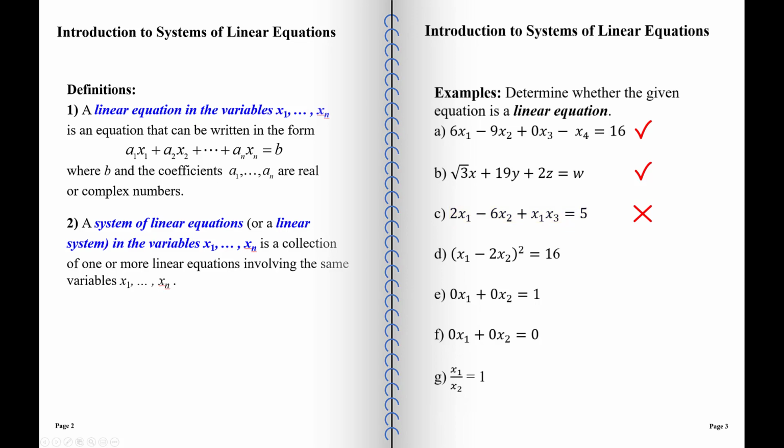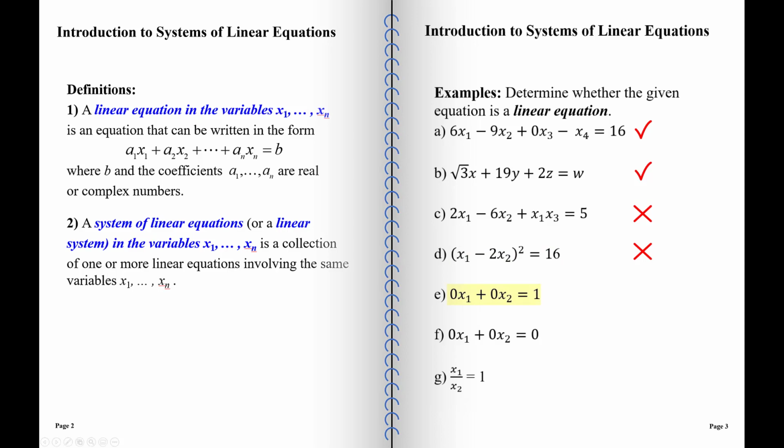D would not be linear. It may look linear, and if you thought, well, let's take the square root of both sides, and you would get x1 minus 2x2 equal 4, well, you would be forgetting about the -4. So really this would produce a collection of equations, and that's not a single linear equation. Also, if you multiplied this out, you would get x1 squared minus 4 x1 x2 plus 4x2 squared. And the x1 x2 term would be enough to indicate that it would not be linear, as in example C.